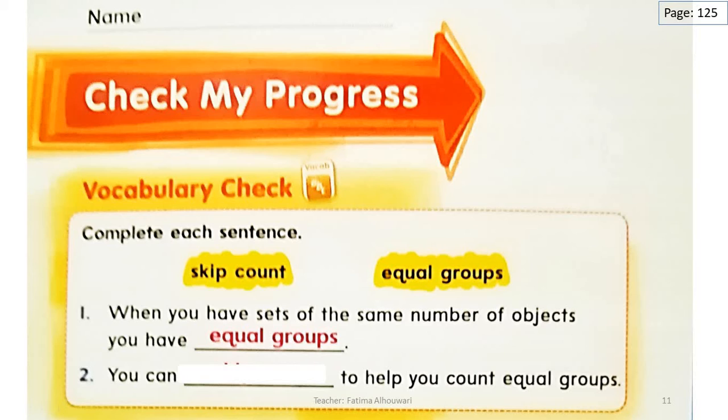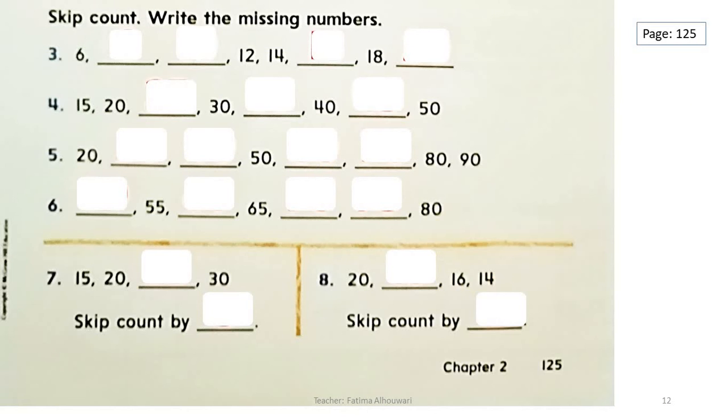Let's see the next statement. You can use something to help you count equal groups. What do you think? Did you say skip count? You are totally right, grade 2. Let's see the next question. Skip count, try the missing numbers. It's a very easy question, grade 2, right?